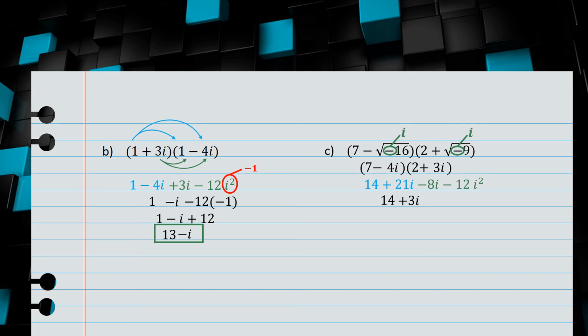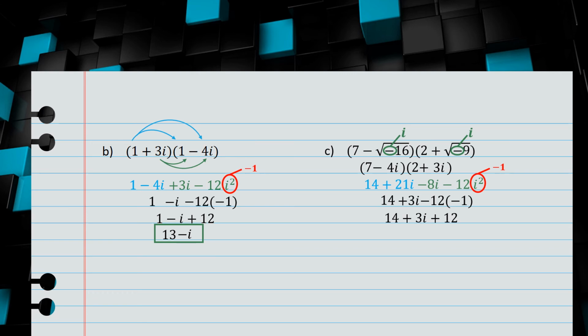The last term, notice, you have an i squared, which has its own value of negative 1. So we rewrite that as negative 12 times negative 1. And so since multiplication comes before addition, we need to take care of that. Negative times a negative is a positive, so it will become 14 plus 3i plus positive 12.